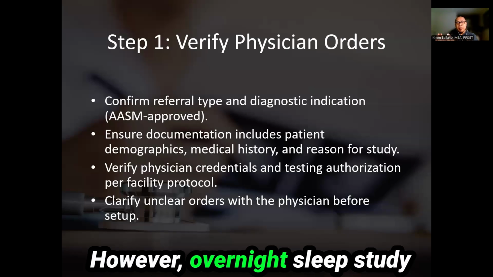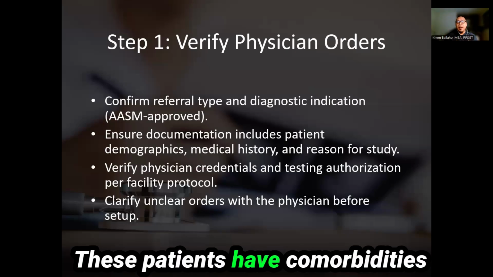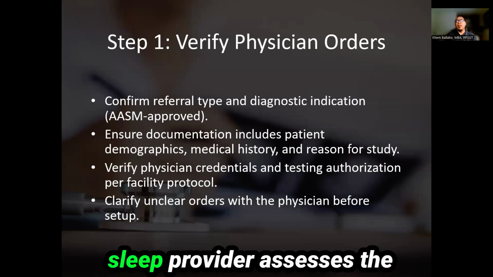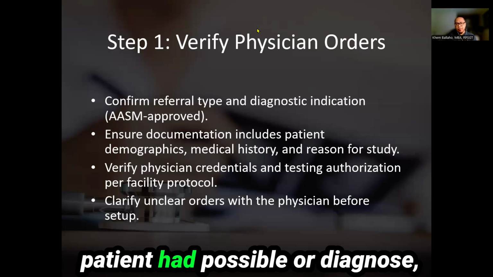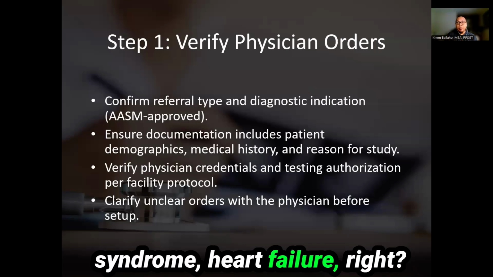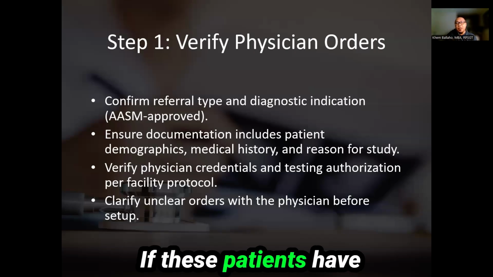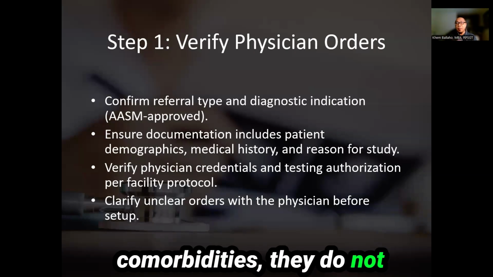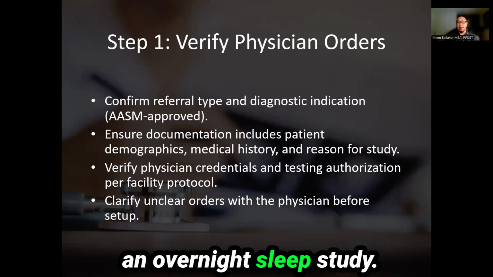However, overnight sleep study patients, the ones that will go to the sleep lab, have more wires. These patients have comorbidities. Typically, if the doctor or the sleep provider assesses the patient and notices that, oh, this patient has possible or diagnosed COPD, obesity, hyperventilation syndrome, heart failure, right? Maybe diabetes, type 1 or type 2, right? If these patients have comorbidities, they do not belong to home sleep testing. They need to be seen with an overnight sleep study.